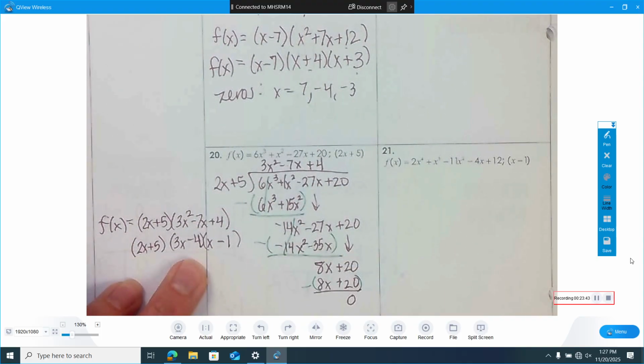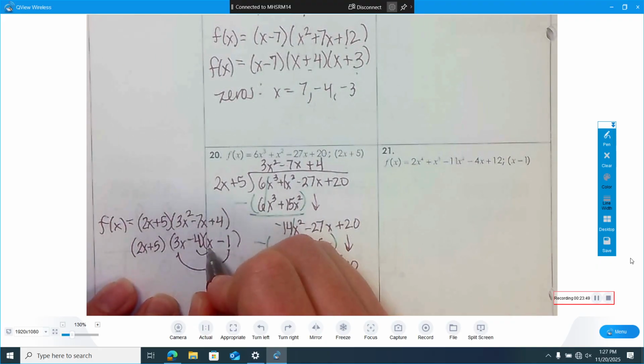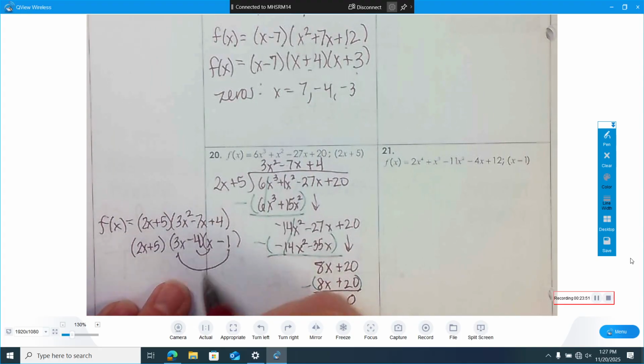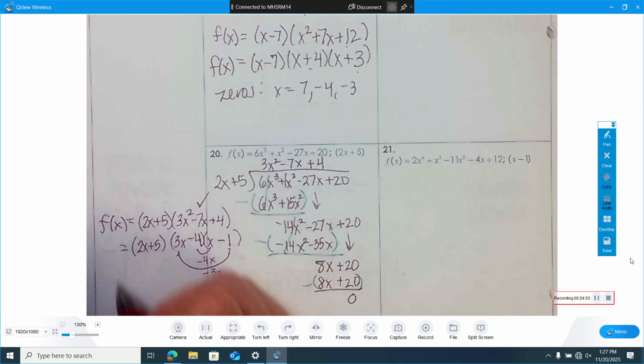How do you know if you've double bubbled that correctly? What should you check? The outside and inside. So just double checking because it's a hard one here. 3x times negative 1 is negative 3x, and negative 4 times x is negative 4x, and that's where that middle term comes from. So there we go. All right, there's my polynomial.